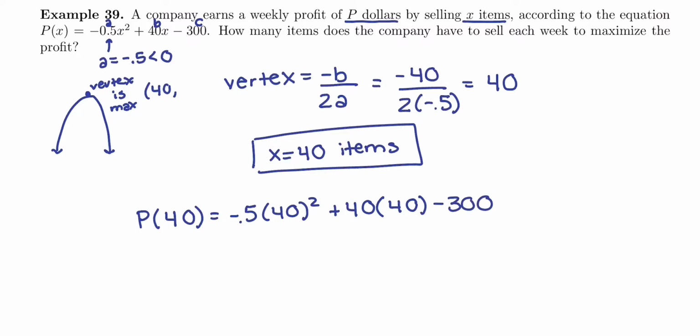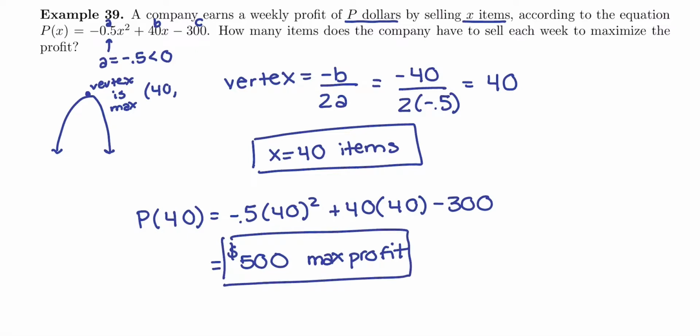So you'd have negative 0.5 times 40 squared plus 40 times 40 minus 300. Our max profit would be $500. So they should sell 40 items for a max weekly profit of $500. If they sell 40 items each week, they'll make $500, which is the best they can do according to this model for their profit.